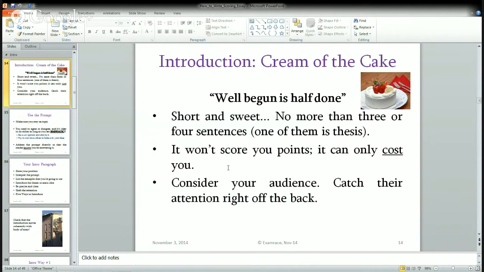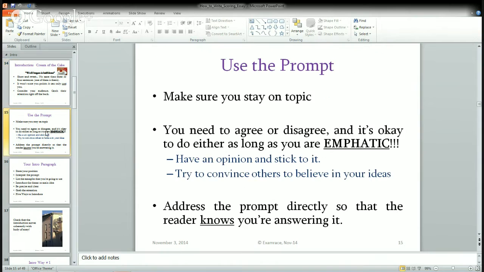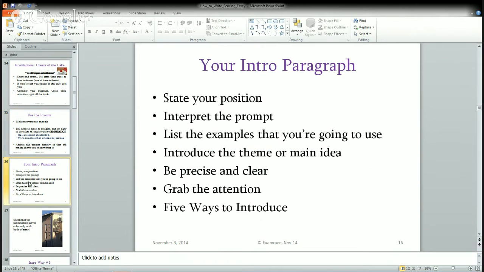You must know your audience, whom you are talking to, and based on that, you should start your introduction. It's nicely said, well begun is half done. So your introduction should be very capturing. You should stay on the topic. You should be very emphatic about something. Okay, this is my opinion and I stick to this opinion. You should be able to convince the people whom you are addressing. And finally, you must know what you are about to write.